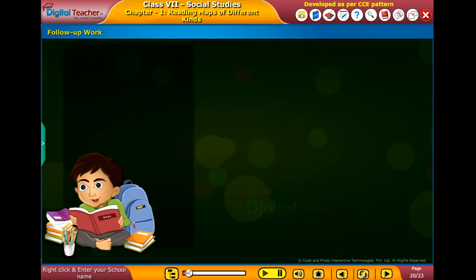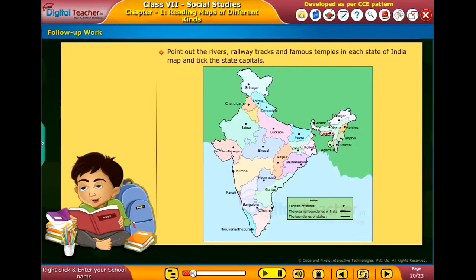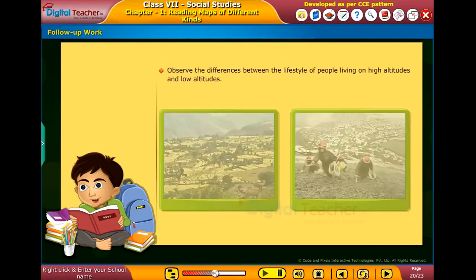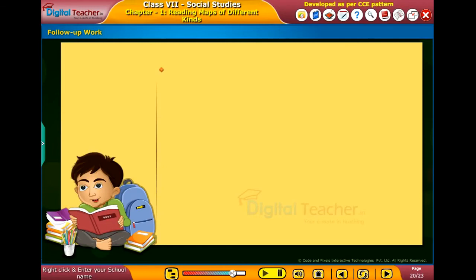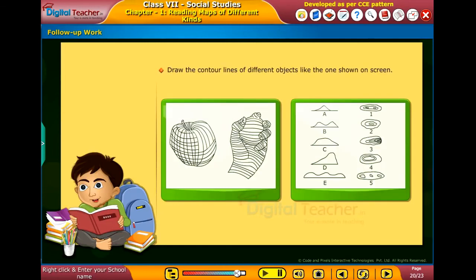Follow-up work. Point out the rivers, railway tracks, and famous temples in each state of India map and tick the state capitals. Observe the differences between the lifestyle of people living on high altitudes and low altitudes. Draw the contour lines of different objects like the one shown on screen.